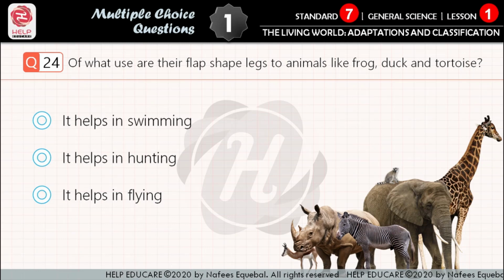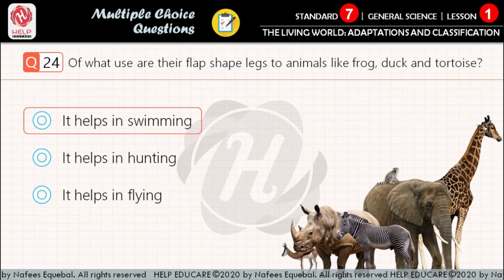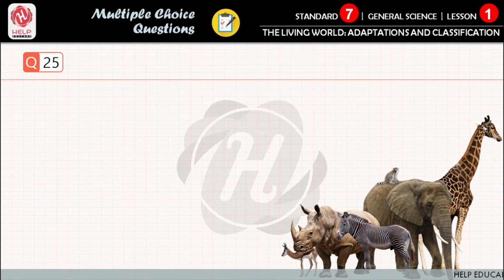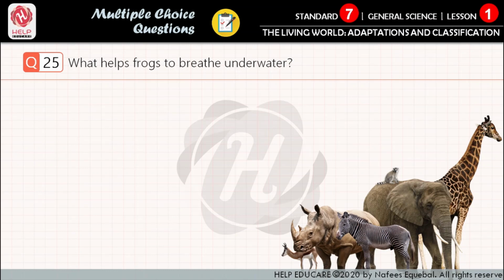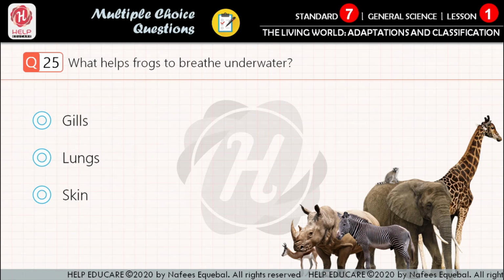Correct answer is, it helps in swimming. Question number 25. What helps frogs to breathe underwater? First option, gills. Second option, lungs. Third option, skin. Fourth option, mouth.